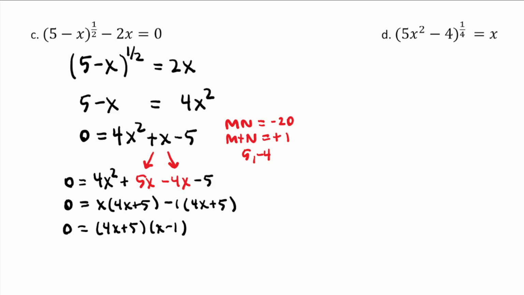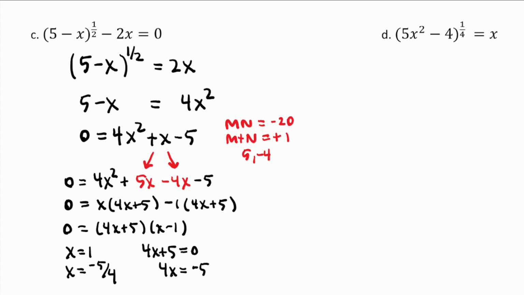So either of these things could equal 0, and so that would tell me either x could equal 1, that would be the easy one to figure out, or I could say 4x plus 5 is equal to 0, subtract 5 from both sides, divide by 4, and say, all right, x would be -5/4.